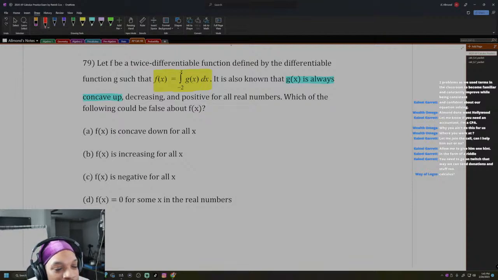For g, or for any function in general, to be concave up, what does that tell you about the second derivative? Second derivative is increasing. Not even. It means the second derivative is positive. Yeah, the second derivative is positive.